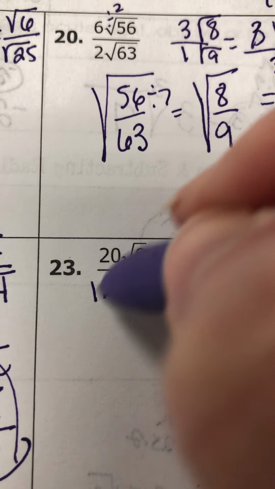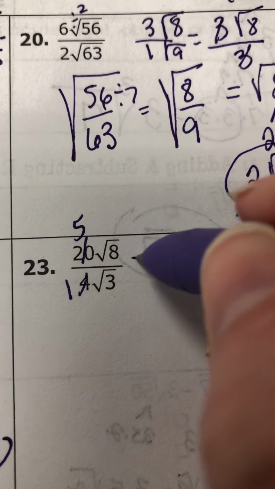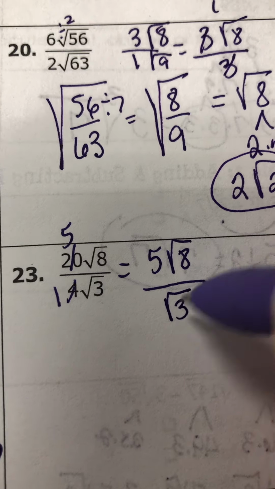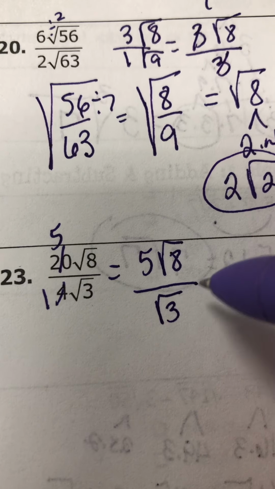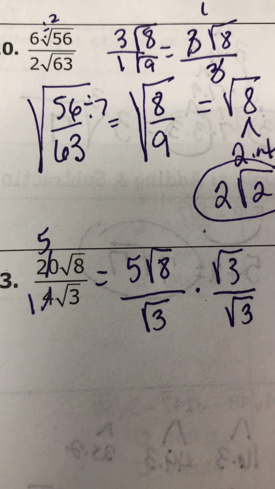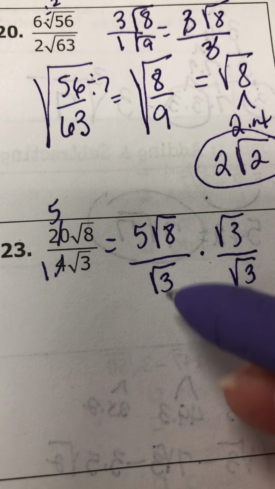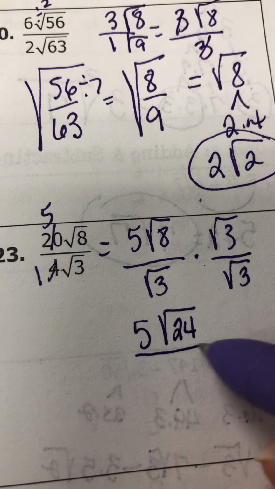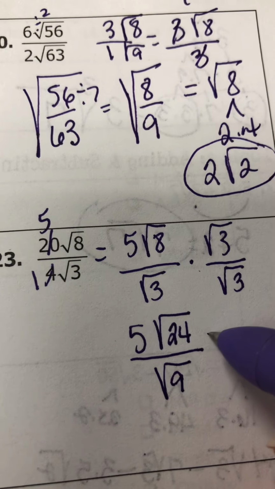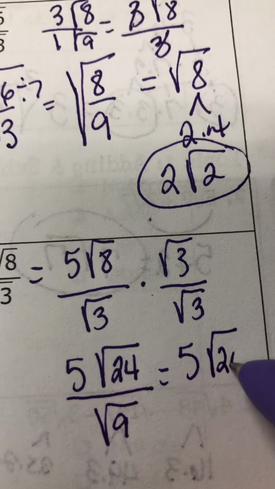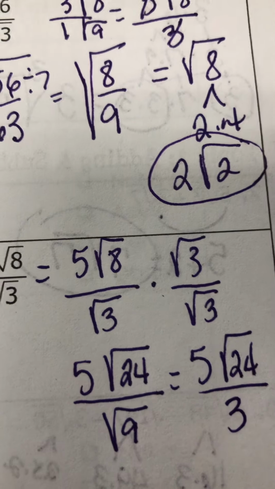Let's reduce 4 into 4 and 4 into 20. That'll give me 5 square roots of 8 over the square root of 3. We can't reduce or divide, so let's go ahead and multiply by the square root of 3 over the square root of 3, and that'll get rid of our radical. 8 times 3 is 24. 3 times 3 is 9. Take the square root of 9, which is 3.